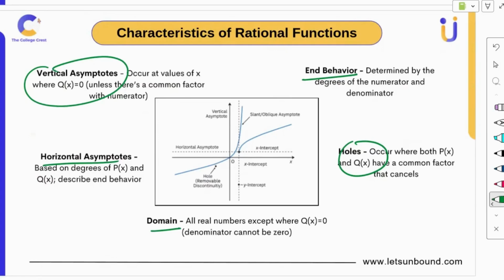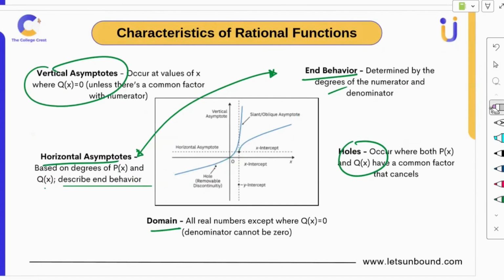And coming to end behavior, for rational functions it is determined by the degrees of the numerator and denominator. They have a very simple rule, which we will see. Now horizontal asymptotes are also based on the degrees of P of x and Q of x, and the horizontal asymptote will describe your end behavior, so they are interconnected. For example, in this graph, to the left it goes down and to the right it goes up. This is end behavior.